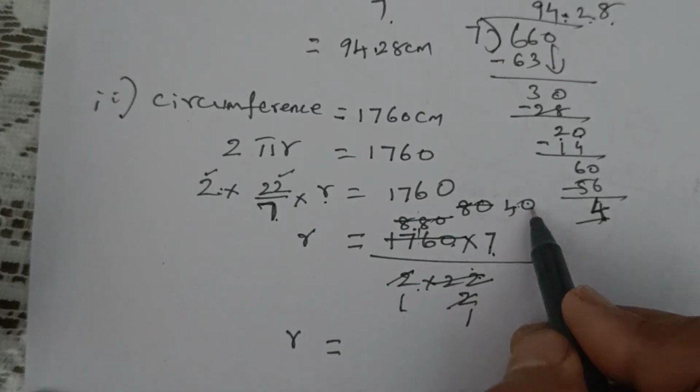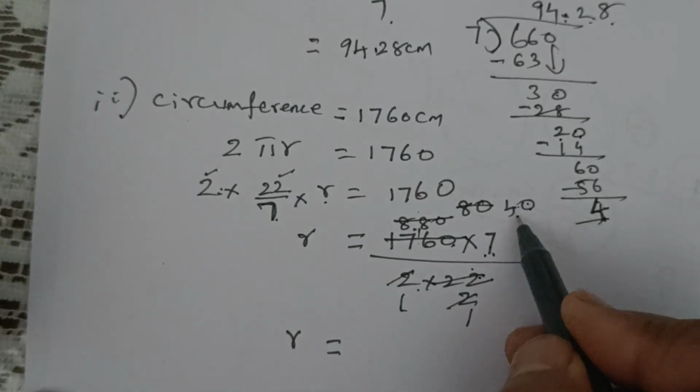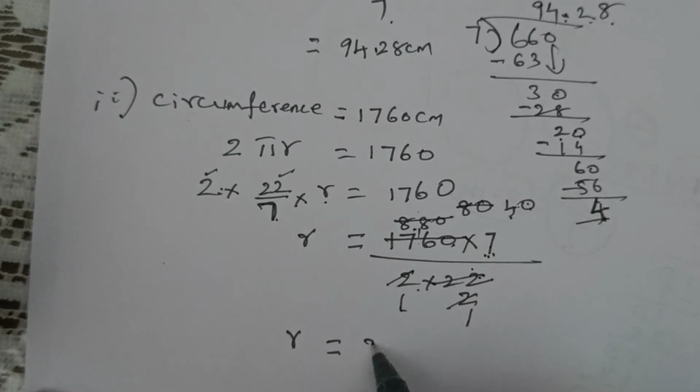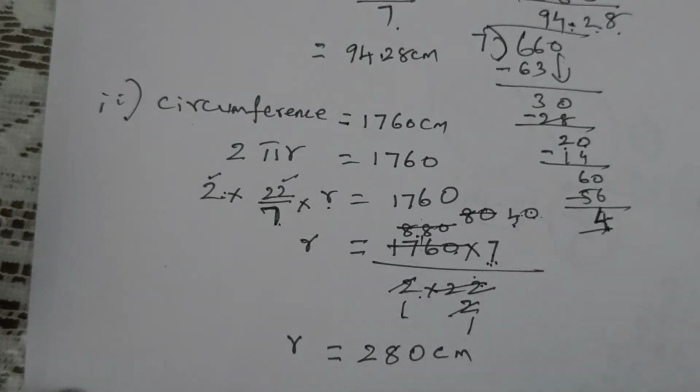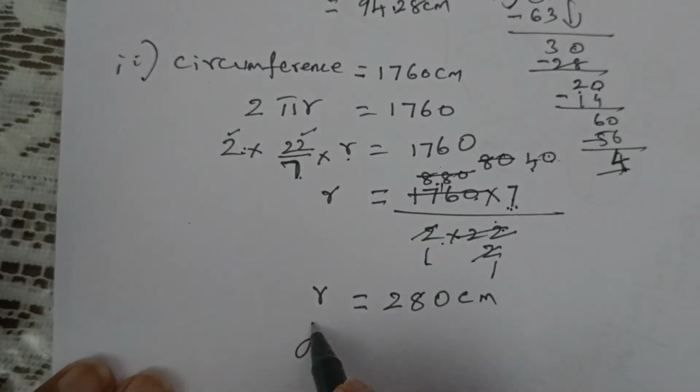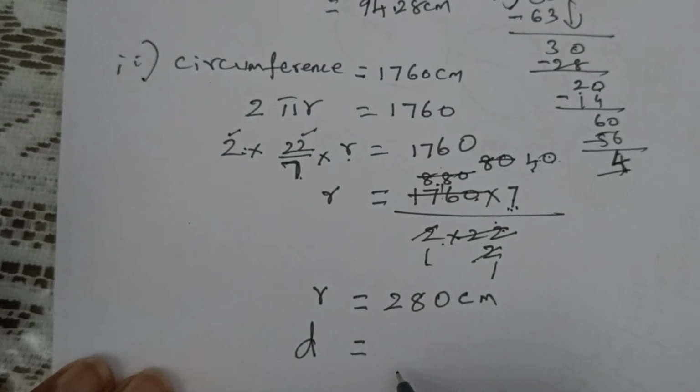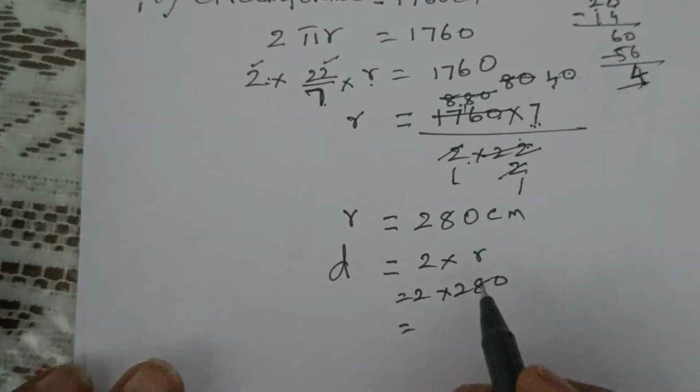On the numerator, we have 40 into 7. How to multiply? Just multiply 4 into 7. 4 7s are 28 and 0. So, your radius is 280 centimeters. We got the radius. Now, we have to find the diameter also. So, what is diameter? Yes, 2 into radius. 2 into 280.